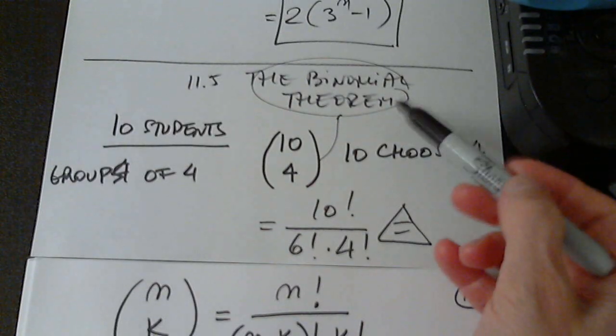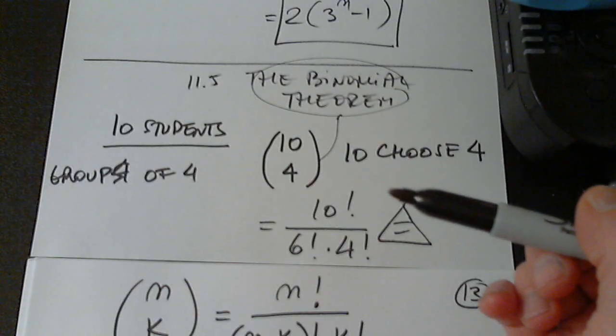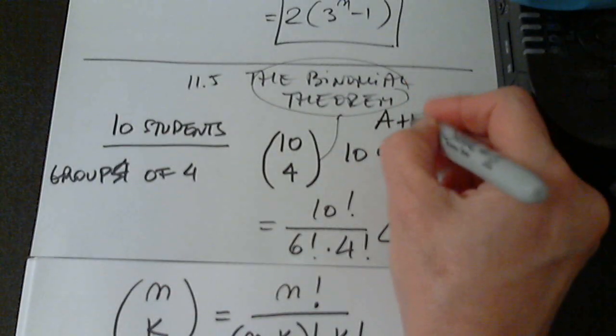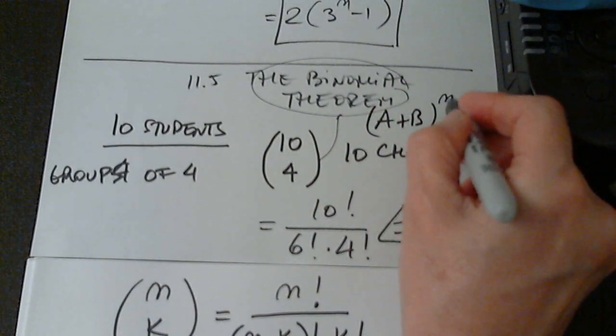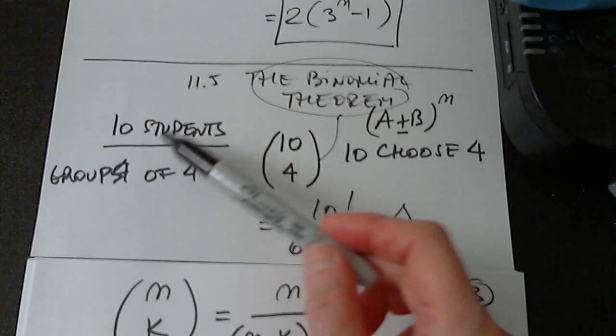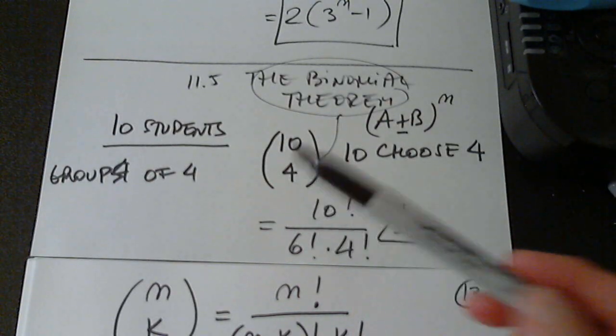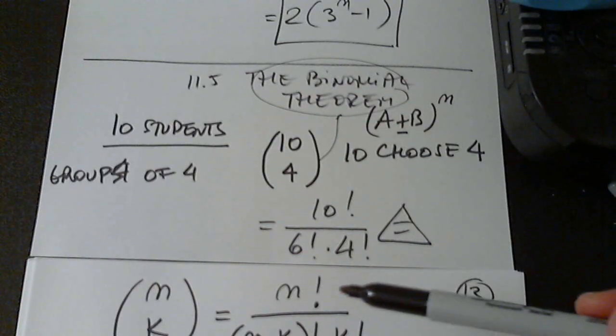So the binomial theorem has something to do with binomials. In other words, a plus b to the nth power. Of course, n can be negative. I gave this example with 10 students choose 4. 10 choose 4. We also can calculate it with a calculator directly.